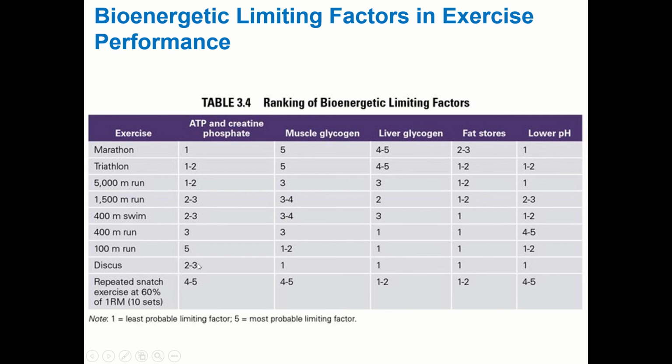For discus, nothing bioenergetically is limiting your performance. I thought it was funny they stuck it on here. And then for a 100-meter run, ATP phosphocreatine stores are the primary limiter. And things like glycogen and fat stores don't really matter.